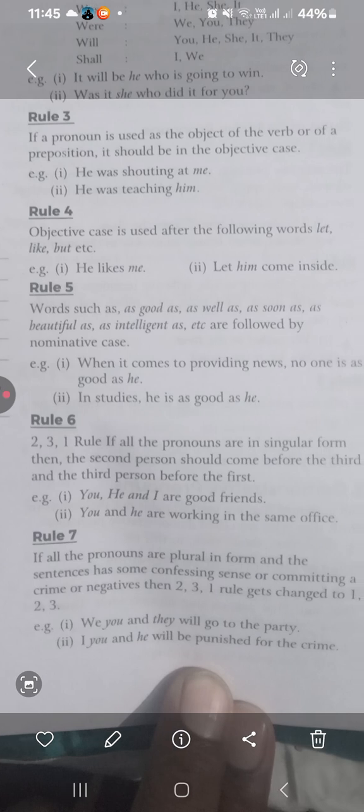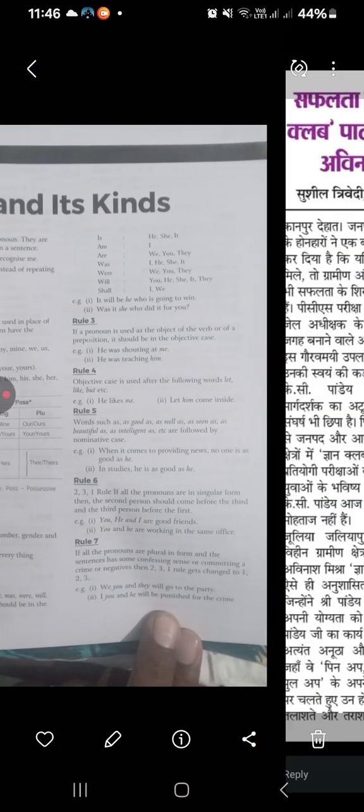Rule seven: if all pronouns are plural in form and the sentence has some confessing sense or committing a crime and negative sense, then the 2, 3, 1 rule gets changed to 1, 2, 3. Like, we, you, and they will go to the party. Not crime, confessing. I, you, and he will be punished for a crime.